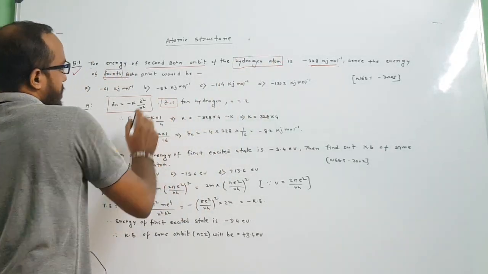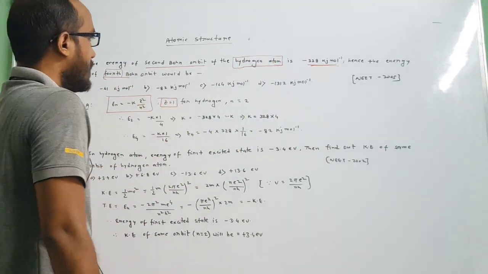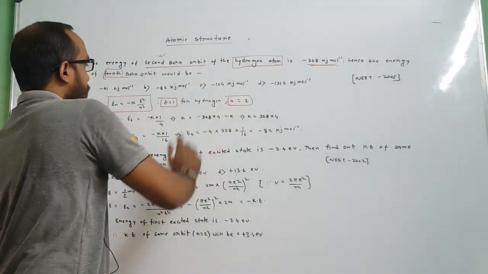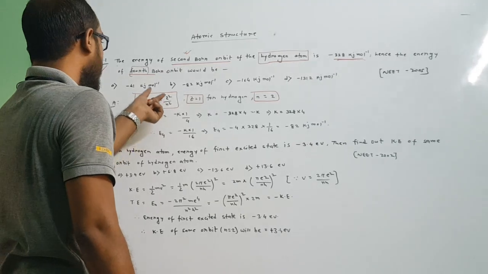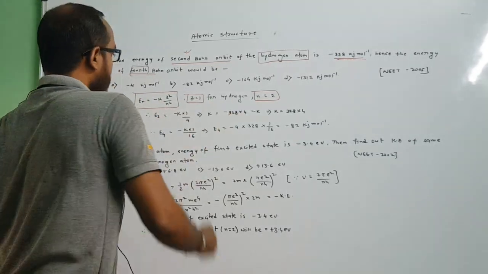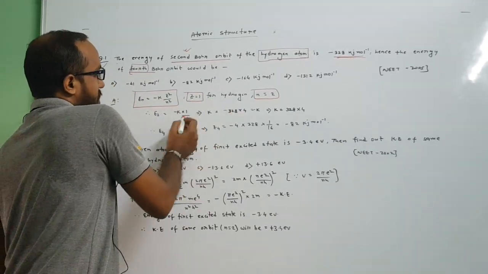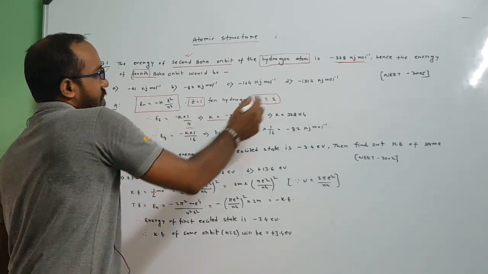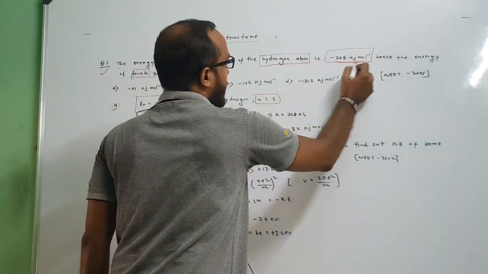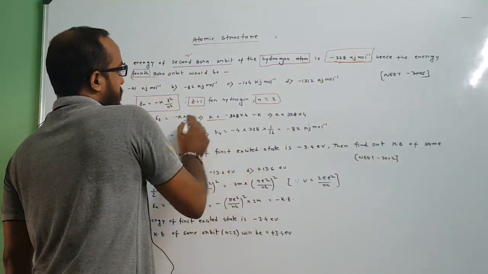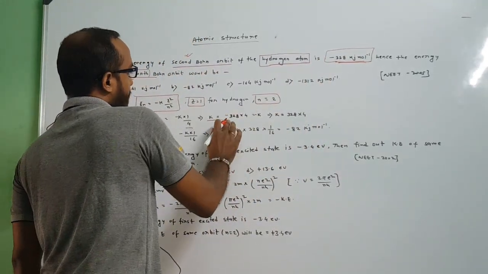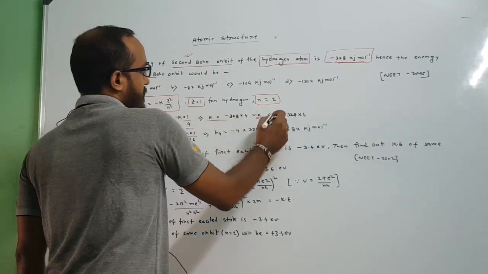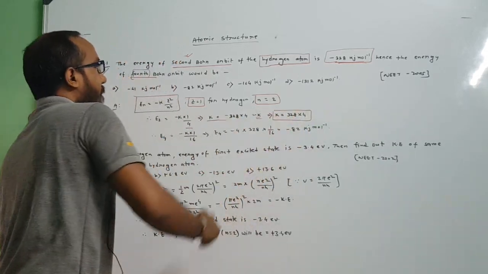Now hydrogen atom, the atomic number is 1, so z is 1, and it is given that second Bohr orbit, so n equals 2. Put the values, z equals 1 and n equals 2, you will get 1 by 4. So from this you can find out the value of k. K would be 4 into E2, and E2 is given, minus 328. So you will get minus, and here we have minus k, so minus gets cancelled out, so we can find the value of k.